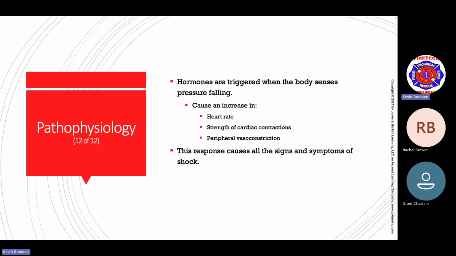So don't miss those subtle signs that are there, those signs that you can see and say, man, this patient is going to go into shock. They're showing signs of early compensated shock here. Let's start giving them the treatments that they need.